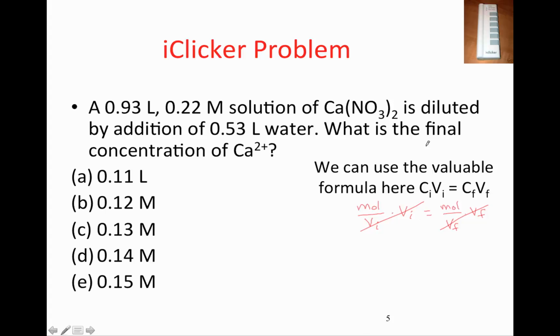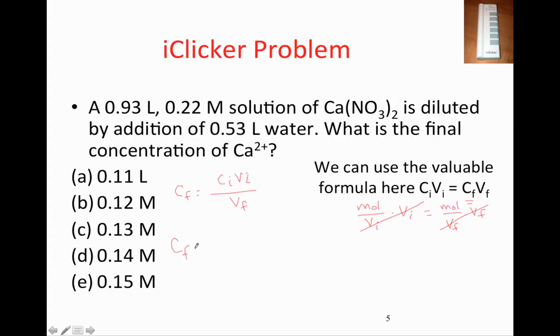So we're asked for a final concentration of calcium 2+. And so how am I going to solve this? Well, let's do the algebra. It's simple algebra, right? So we have Ci times Vi divided by Vf. And again, we just solved this formula for the final concentration.